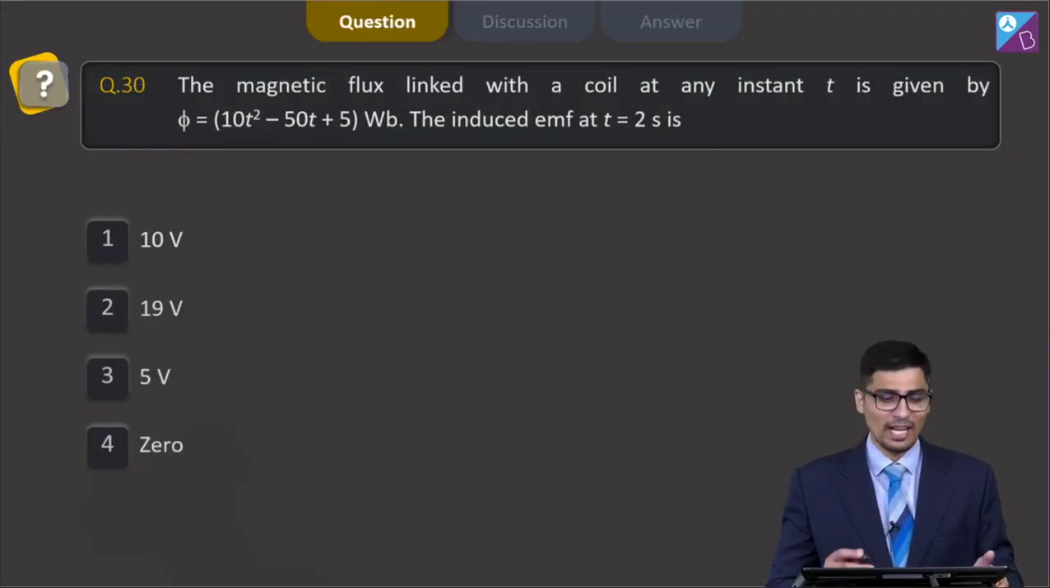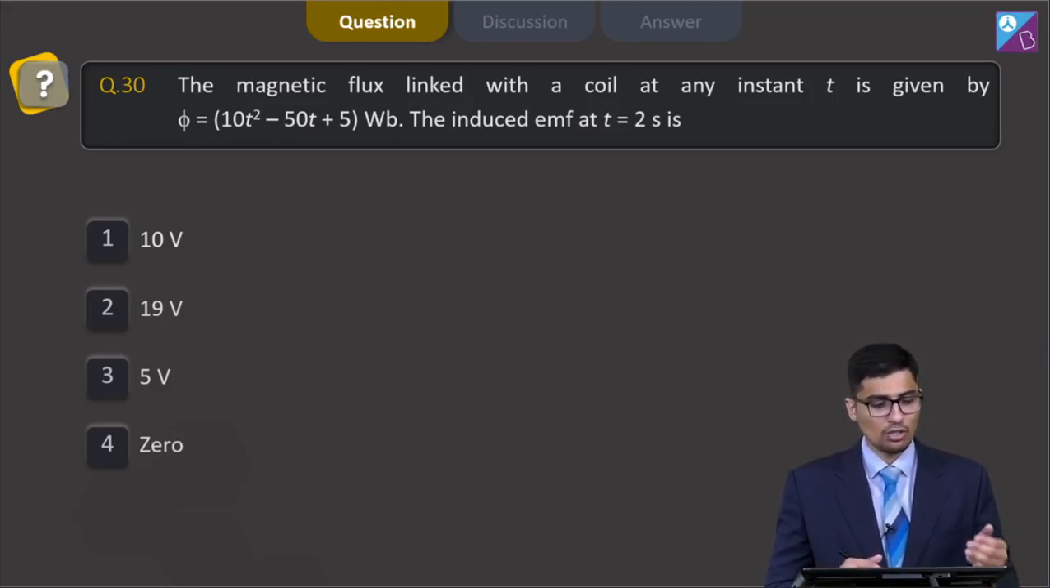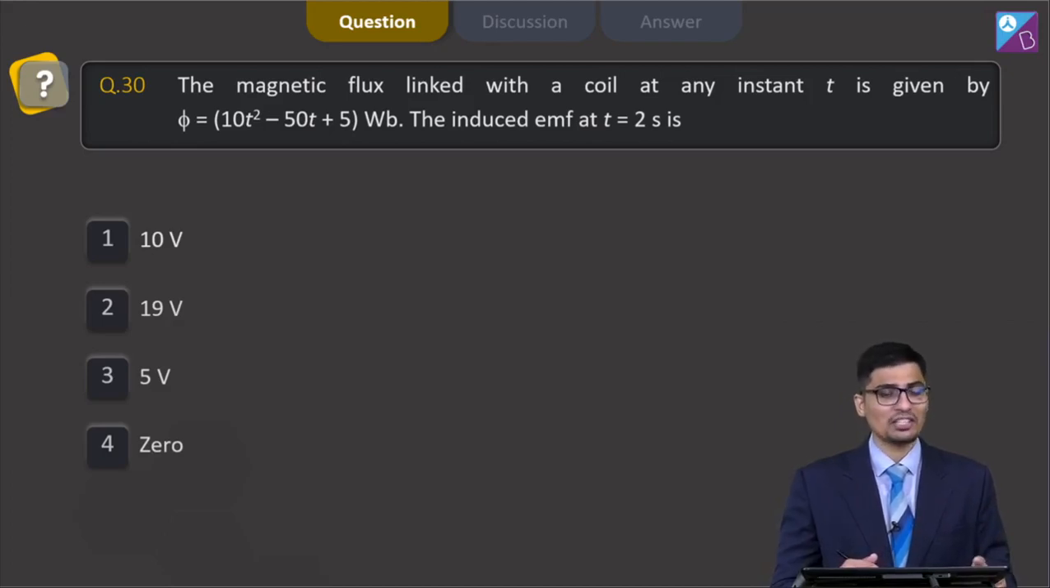Now let us proceed forward and solve question number 30. Question 30 says the magnetic flux linked with a coil at any instant t is given by phi equal to 10t square minus 50t plus 5 Webers. The induced EMF at t equal to 2 seconds is, and there are 4 options: 10 volt, 19 volt, 5 volt, and dear students, this last option, that is 0.